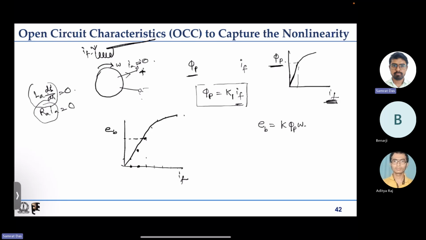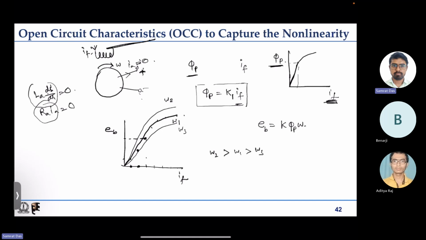So this is the open circuit characteristic of the DC machine at that particular speed equal to omega 1. Now if we do the same experiment at multiple speeds, we understand that at higher speeds the induced EMF will be higher, and at lower speed the induced EMF will be lower. So we have omega 2, omega 3, where omega 2 is greater than omega 1, greater than omega 3.